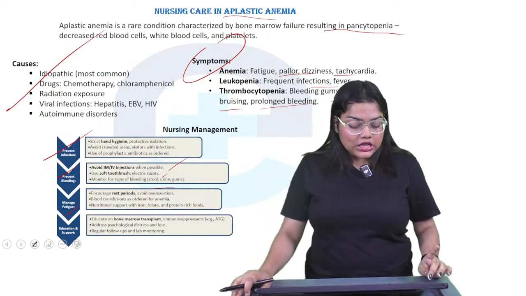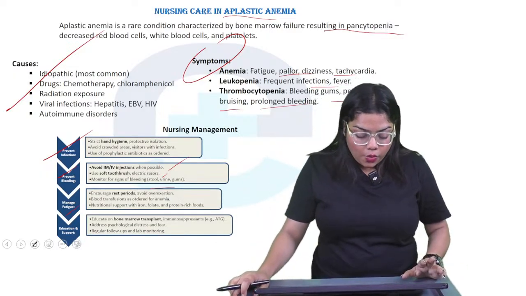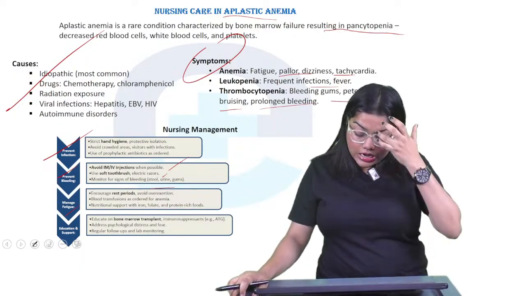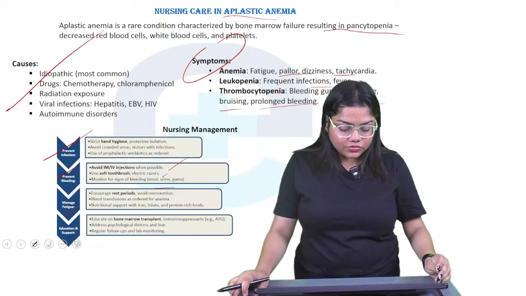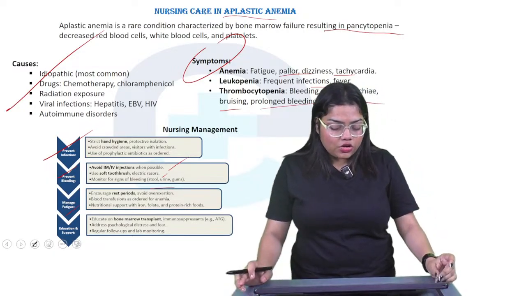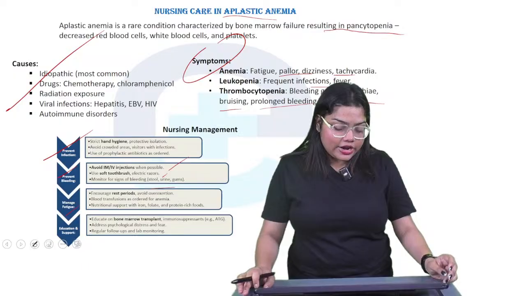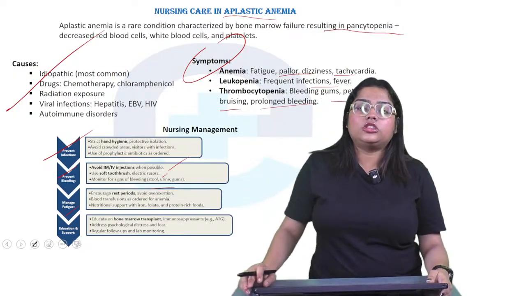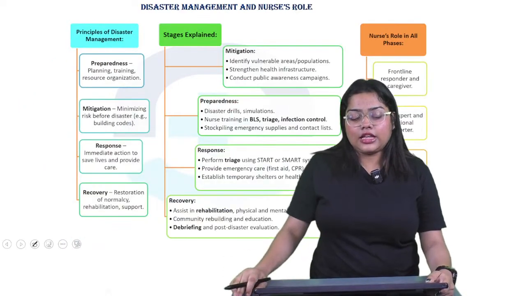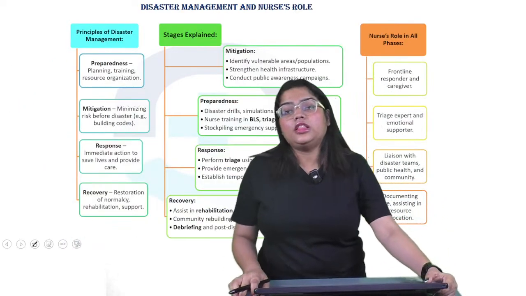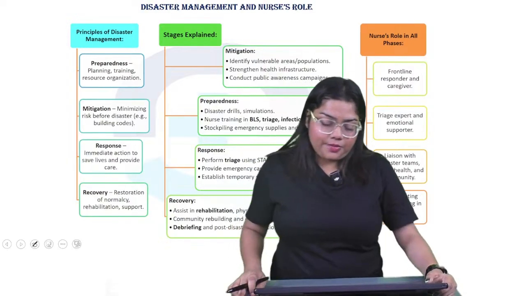Okay, so lastly, for the education and support, we can educate on the bone marrow transplant and immunosuppressant drugs we can give. Address the psychological distress and fear, and regular follow-ups along with the lab monitoring. So this is the nursing care that we can provide to the patient with aplastic anemia.